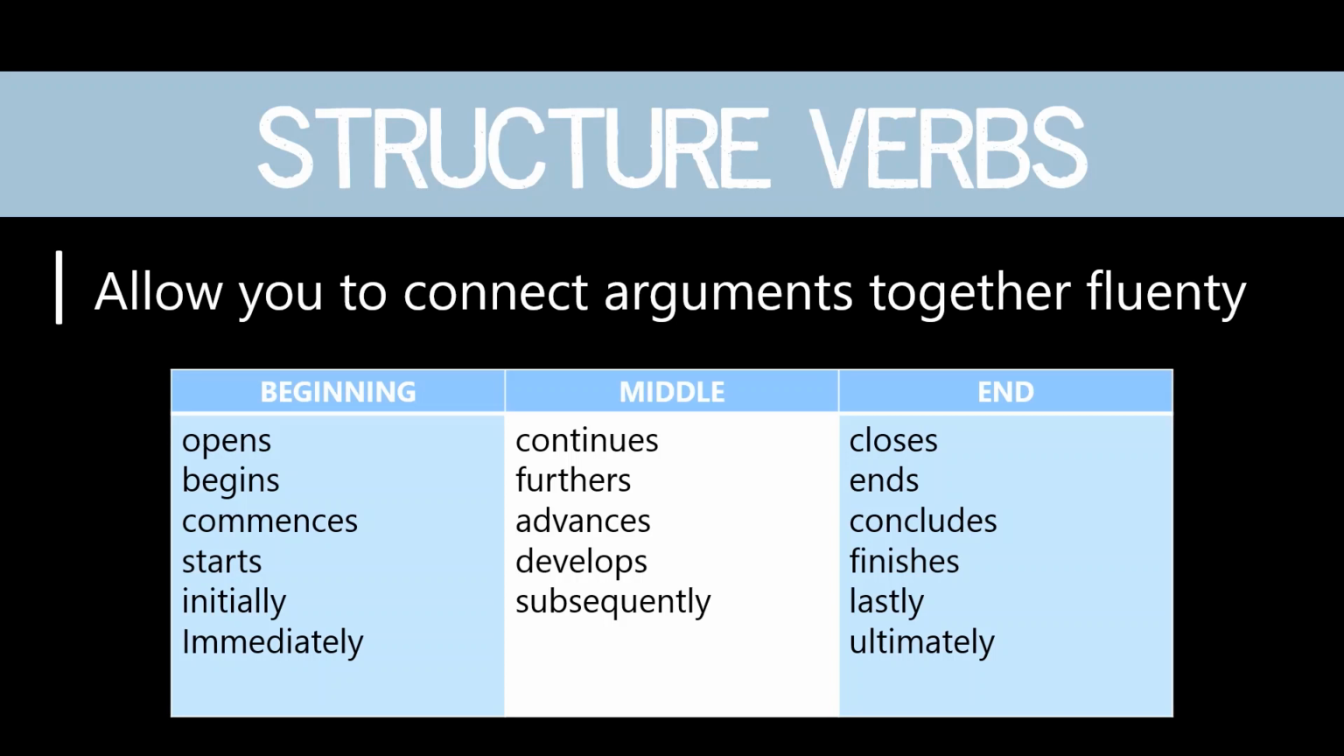For the remaining arguments, you might use the next column for arguments that come in the middle of a text. So verbs like continues, furthers, advances, develops, or subsequently as an adverb. And when analysing the final argument within an article, these verbs are really useful. Closes, ends, concludes, finishes, lastly, and ultimately are the two adverbs there. And these are really important to remember and have in your back pocket for when it comes to writing topic sentences.